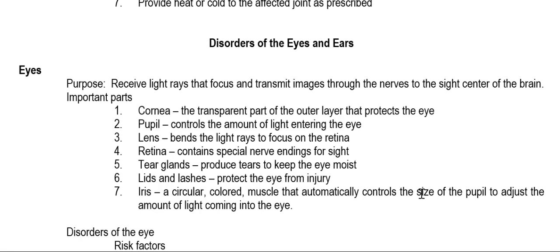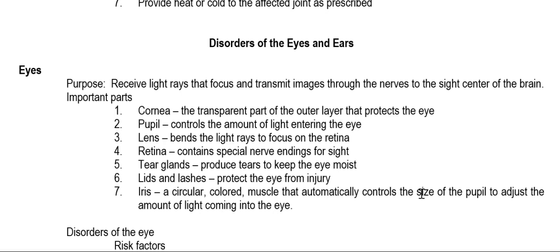So your cornea is the transparent part of the outer layer that protects the eyes. So mura siya kanang film, ang cornea. While your pupil, it controls the amount of light entering your eyes. And lens, it bends the light rays to focus on the retina, and then the retina is the one that contains special nerve endings for your sight. Okay. And tear glands produce tears to keep the eye moist. And lids and lashes, they protect the eyes from injury.